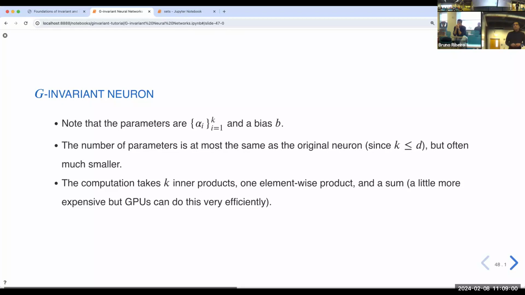Okay, so let's look at an example. In terms of complexity, it has fewer parameters, but the weights of your neural network are this. We'll have to go through k inner products because you're multiplying the eigenvectors by the input, or you're summing them. So it's a tiny bit more expensive, but GPUs can do this parallel computation very efficiently, so you won't feel it.